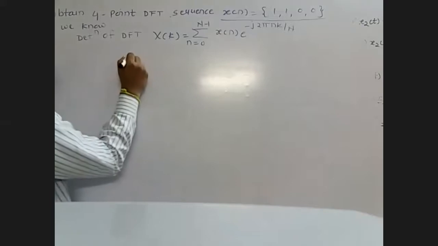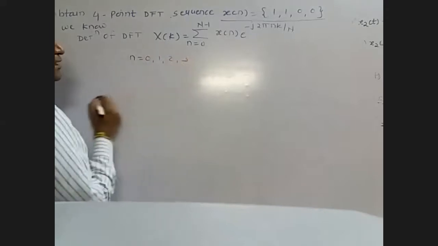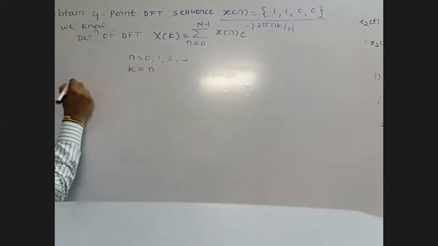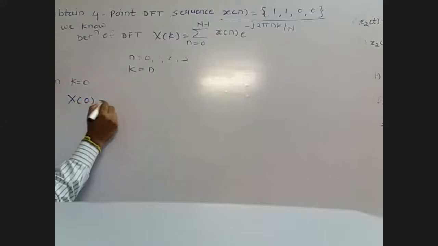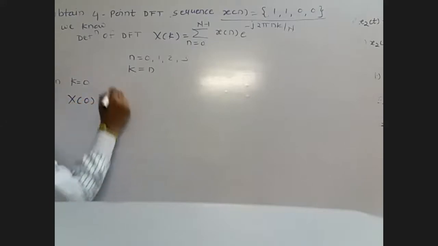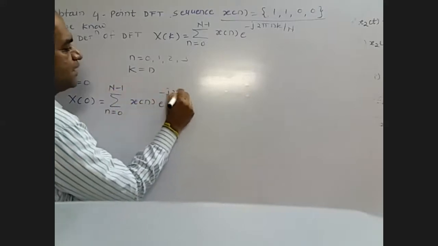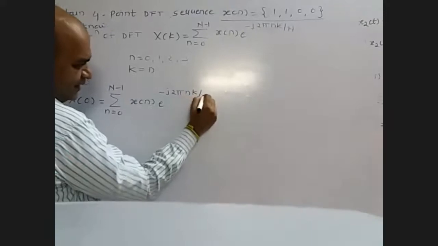Now here the n value is varying from 0, 1, 2, and 3. In the same fashion, the value of k is also varying, so k is nothing but n. Now in this way, we will consider when k is equal to 0. So x of k means x of 0. You will get summation of n is equal to 0 to n minus 1 x of n e raised to minus j 2 pi n k by n.